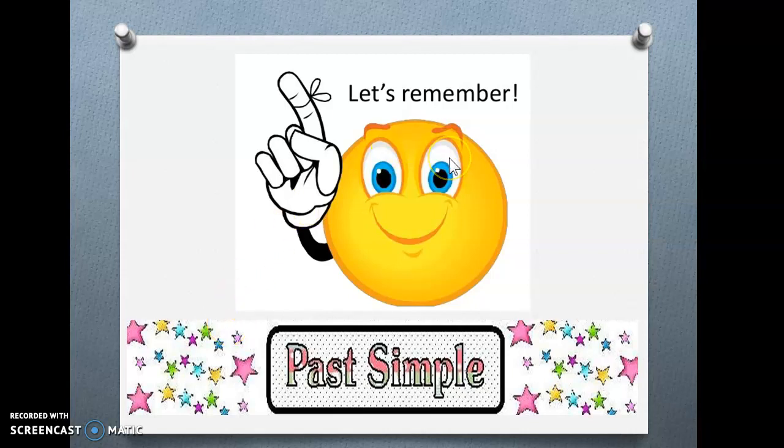Hello everyone! In this class we are going to review the past simple. In the last weeks we were working with the past simple of regular verbs, but this week we are going to start with the irregular verbs.